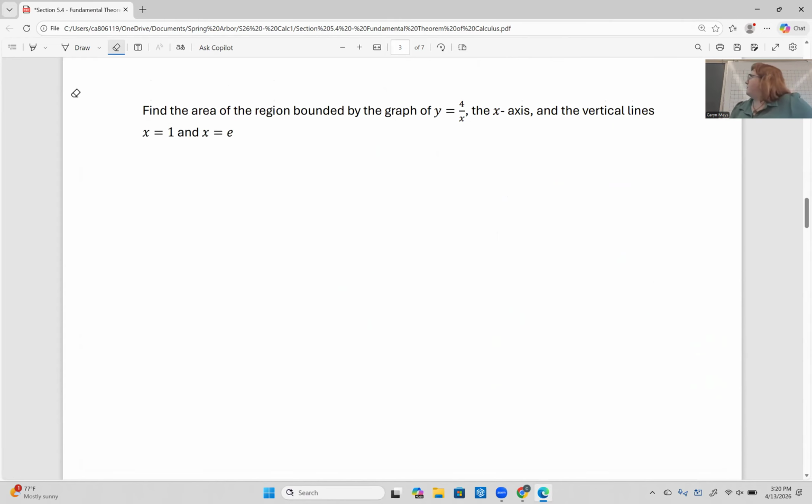Find the area of the region bounded by the graph of y equals 4 over x, the x-axis, and the vertical lines x equals 1 and x equals e. What is the original problem we're setting up? Instead of writing this out as a full sentence, how could I write this as a single expression?